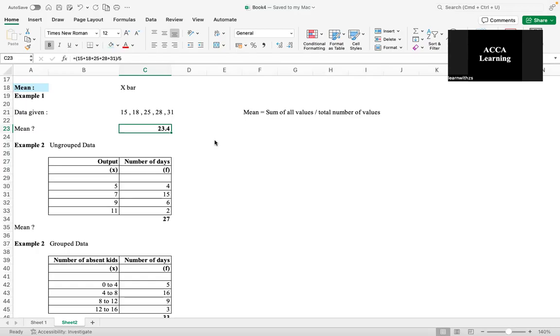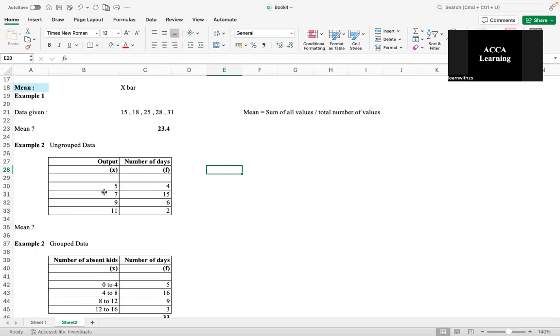Now, this was a normal concept in mean. Now, when you talk about frequency data, that means you have multiple data points, and we will solve this using the frequency method. So the formula remains the same. The only extra thing that you have to do is find out how to crack this table. Now, understand the output here is denoted as X and the number of days is F.